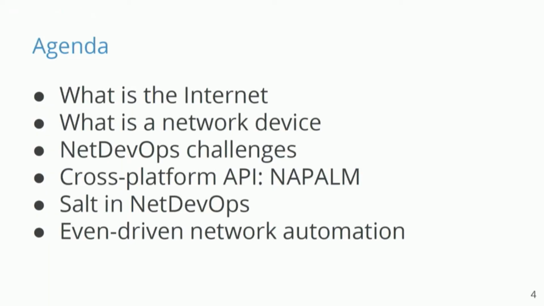In this talk, I will firstly assume that some of you are not necessarily network engineers, and I will provide a view on what the internet is, what a network device is, what a network vendor is, and so on. Then what our challenges are in the network teams, how we solve this using a cross-vendor API called Napalm, how we have integrated Napalm into Salt, and how we can use it to implement NetDevOps methodologies in our networks. And at the end, I will have a very quick example of how you can implement event-driven network automation in our networks.